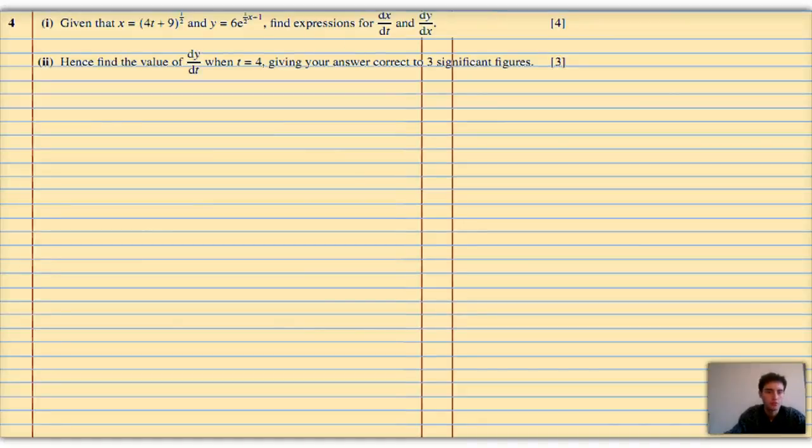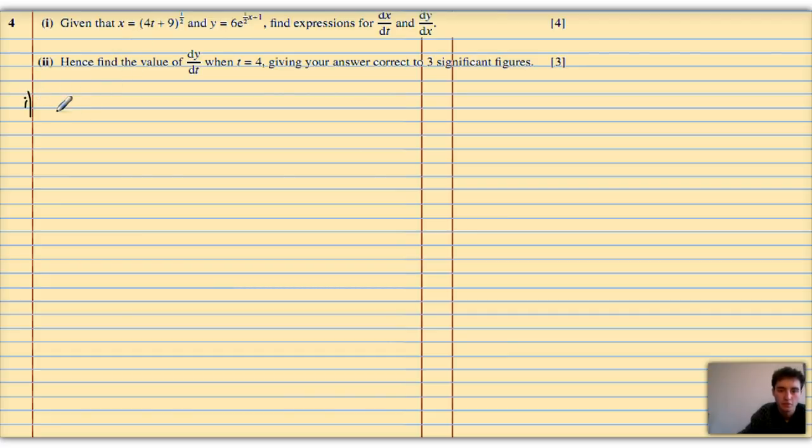Let's look at question 4 from January 2007. It says, given that x equals this function involving t and y equals this function involving x, find expressions for dx/dt and dy/dx. Okay, so that's a simple differentiation. So let's start with part 1.